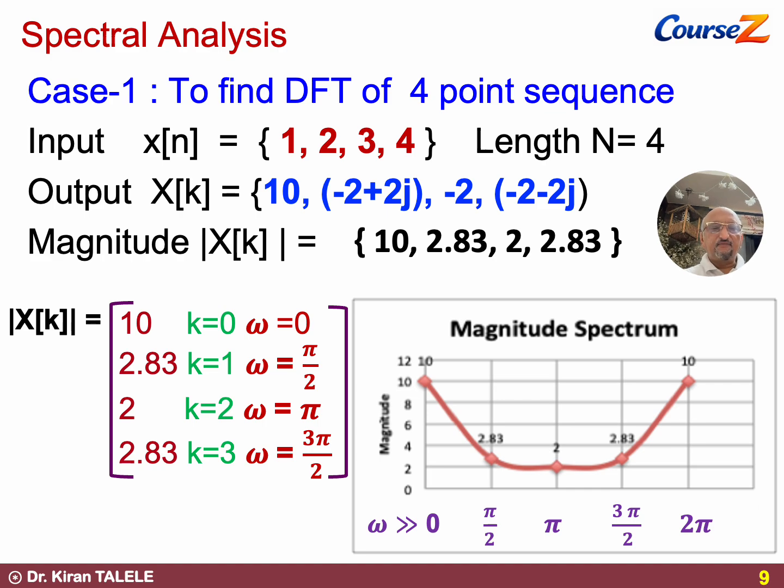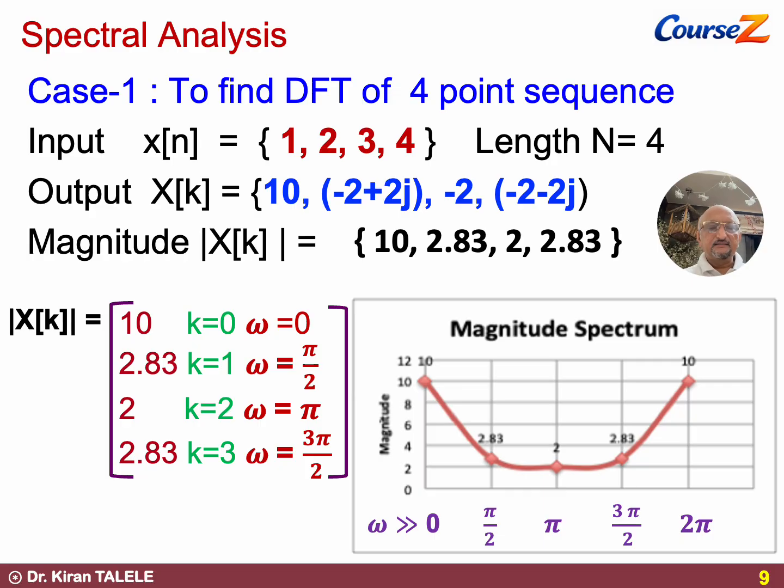X of k is defined for k equal to 0, 1, 2, and 3. The corresponding values of omega are omega equal to 0, pi by 2, pi, and 3 pi by 2. When we use DFT, the magnitude spectrum is only on the positive side starting from k equal to 0, that is omega equal to 0. So at omega equal to 0 the magnitude value is 10, at omega equal to pi by 2 it is 2.83, at omega equal to pi it is 2, and at omega equal to 3 pi by 2 it is 2.83.